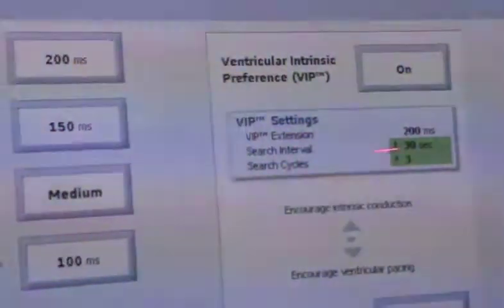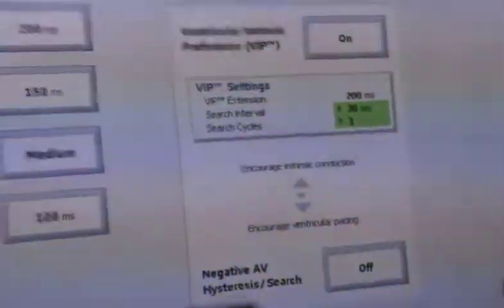What is the difference between increasing the VIP extension and increasing the original sensed AV delay? What's the difference? Yeah, good question. So the question is, what is the difference between making this longer or, well, so I've got a maximum of 350 here, right? So why don't I just do this?